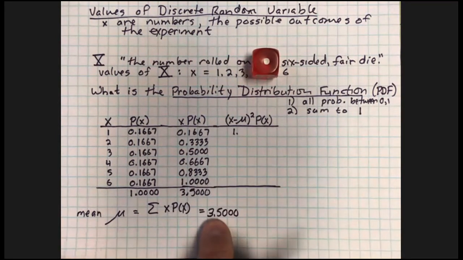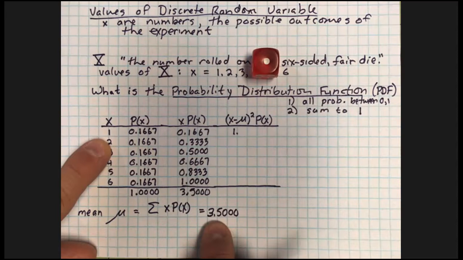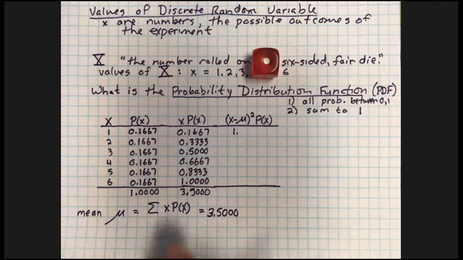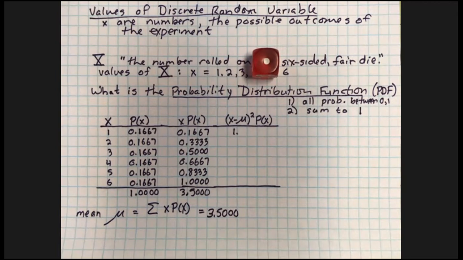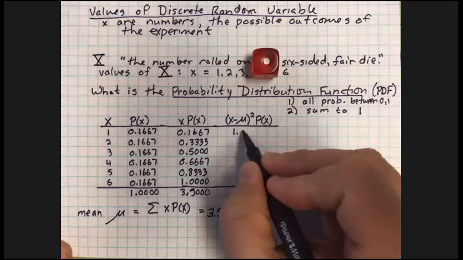If I take 1 minus 3.5, that's negative 2.5. If I square that, that's... oh, let me get out my calculator because I can't do that in my head. So 1 minus 3.5 is minus 2.5. You square that and you get 6.25. But then you multiply that times 1/6 and you get 1.0417.